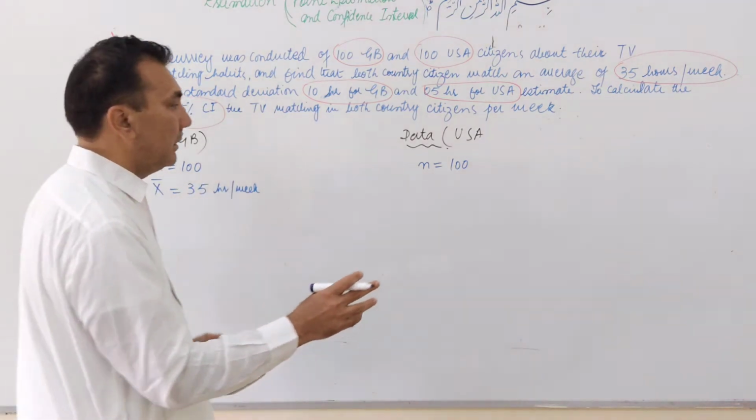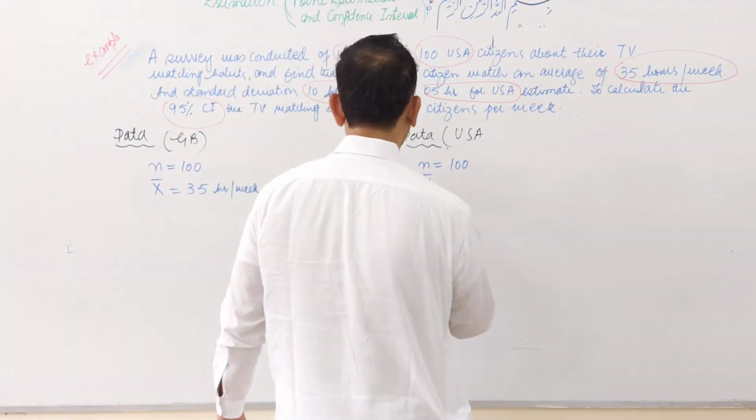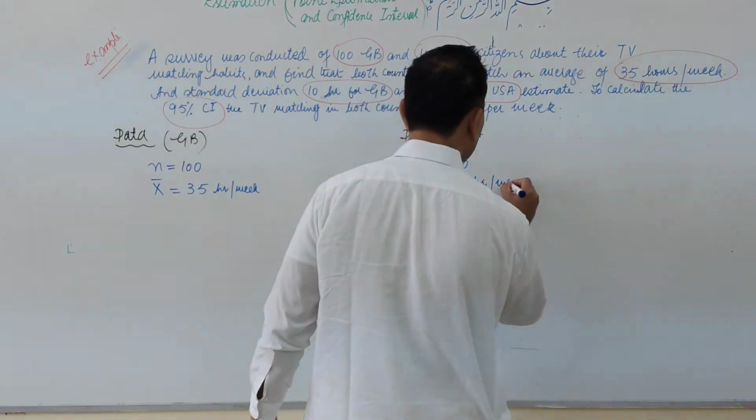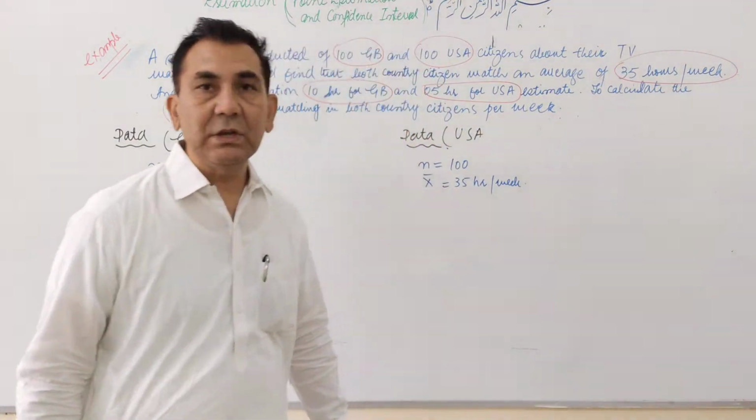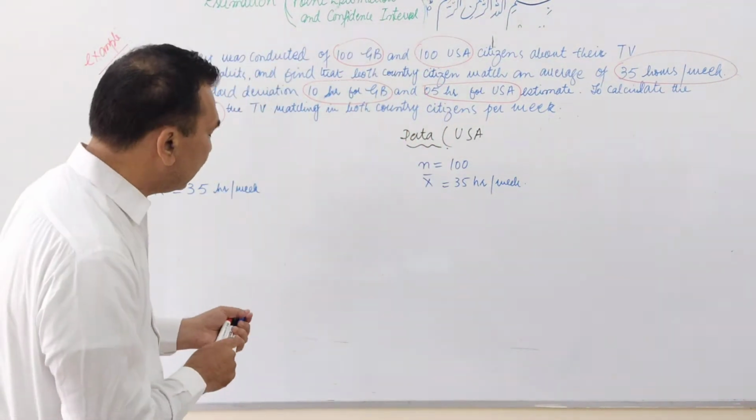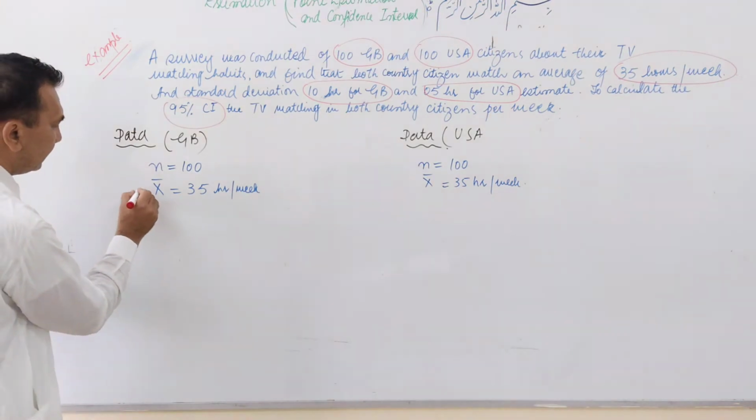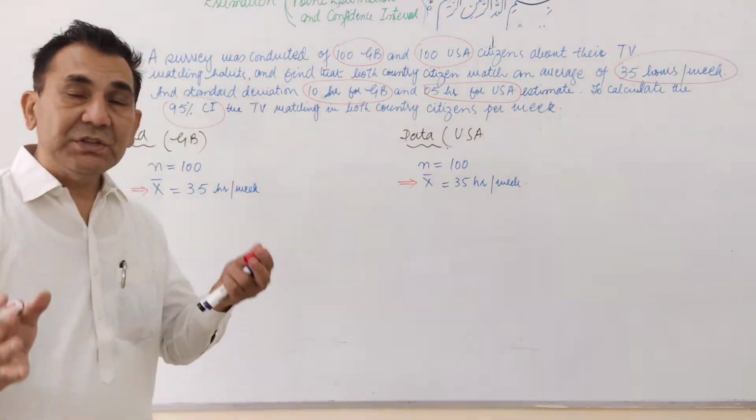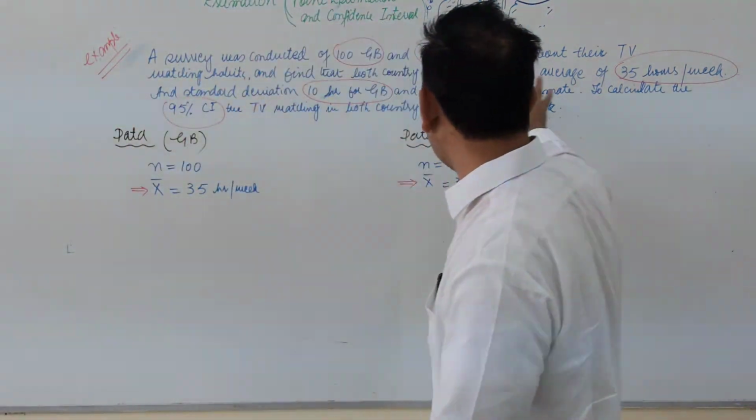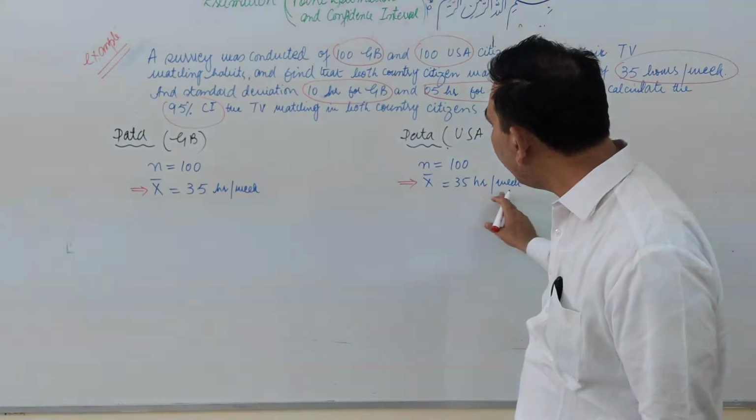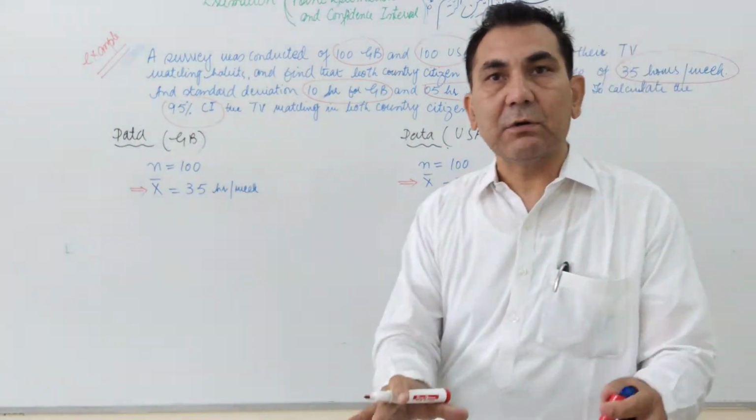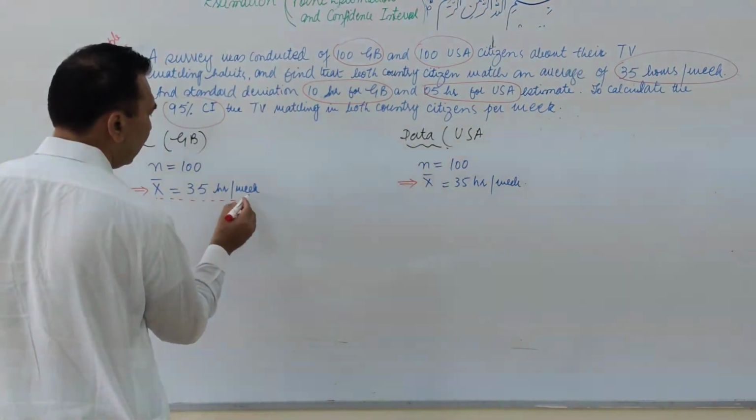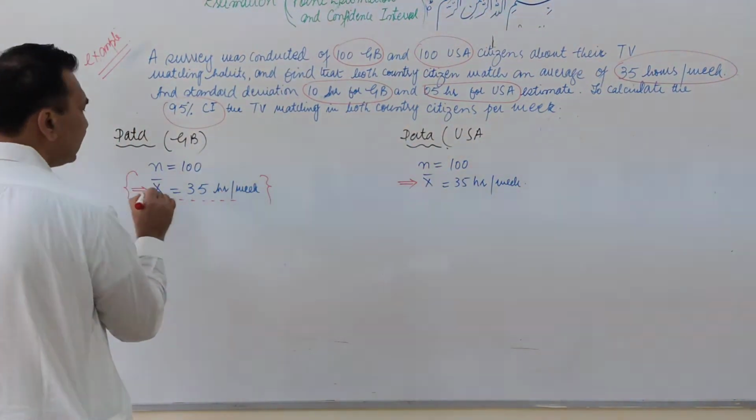Citizens of both countries were watching 35 hours of TV per week. This 35 hours of TV watching per week is the average. These 35 hours per week that citizens of both countries watch is the point estimation.